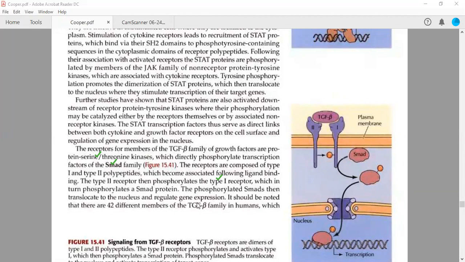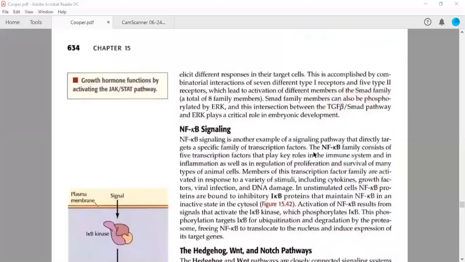Your transcription factor is being phosphorylated and activated, which is controlling certain genes in the nucleus. It should be noted that there are 42 different members of the transforming growth factor beta family in humans. If you note, in humans there are 42 different kinds of transforming growth factor beta family members. Certain other organisms may also have them, but in humans there are 42.